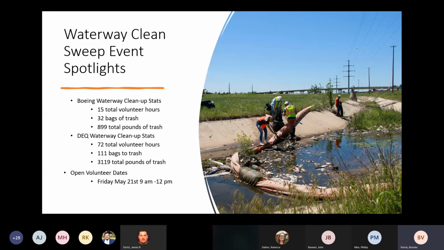We followed up with a DEQ waterway cleanup where we had 72 volunteer hours, 111 bags of trash, which is an insane, crazy number, and almost 3,200 pounds of trash was collected at that event. And you can see the picture on this slide is one of the ones from the DEQ cleanup. You can see how much trash was accumulated, and they had already collected probably 6 or 7 bags of trash from this spot before I took the photo, and you can still see how much they were working on. So great job for DEQ for having an amazing cleanup.